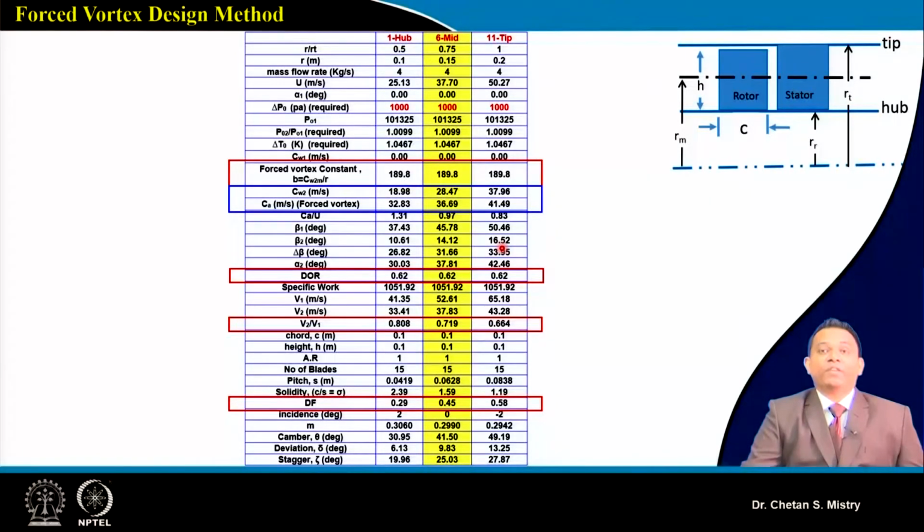We can say our diffusion factor varies from 0.29 to 0.58. And here also, as we have discussed, our incidence angle we have assumed to be positive 2 at the hub and negative 2 at the tip, and at the mid station we have taken it to be 0. Now this will give us the fundamental understanding of how my flow parameters vary at hub, mean and tip.